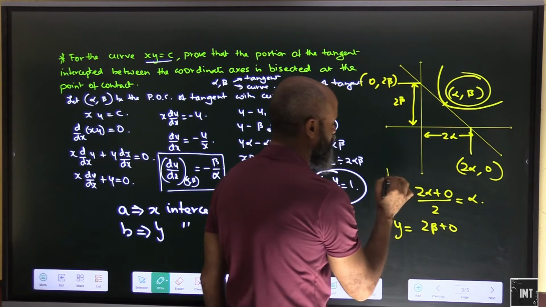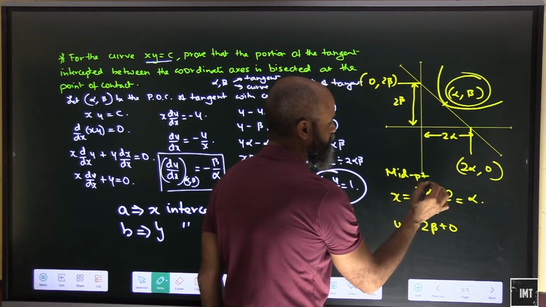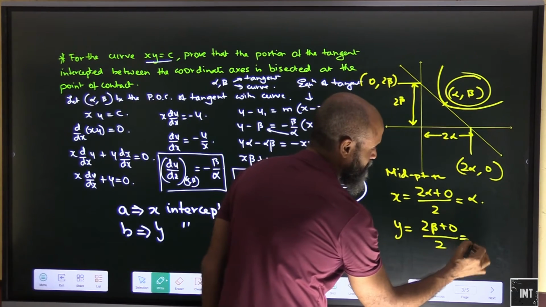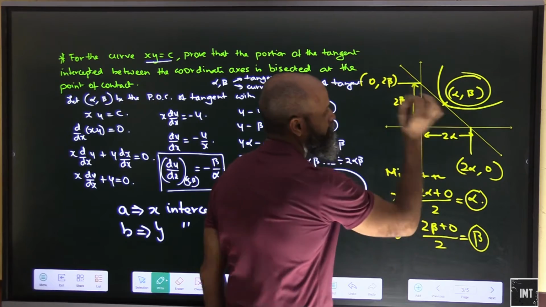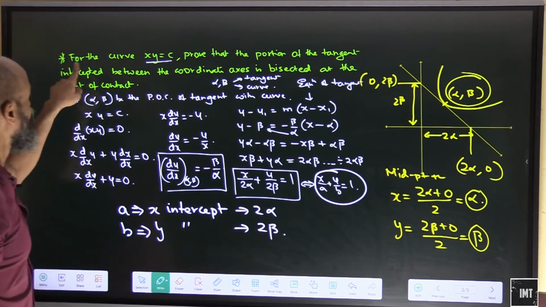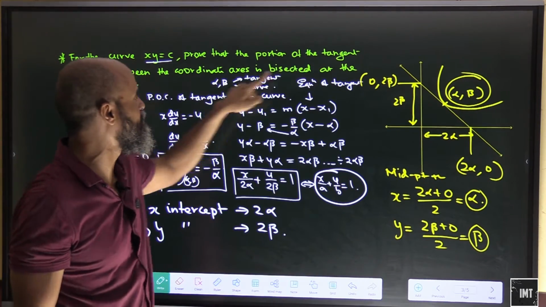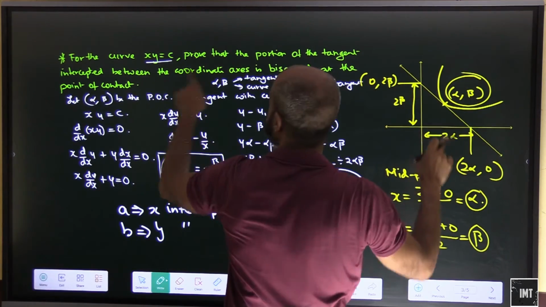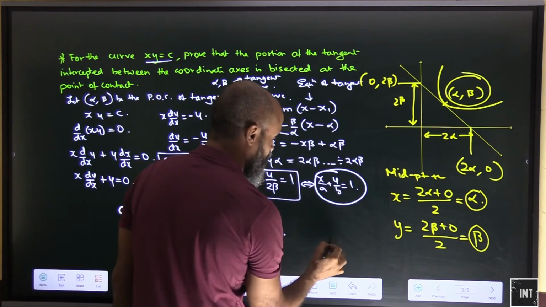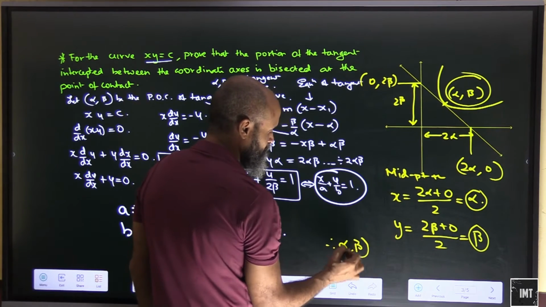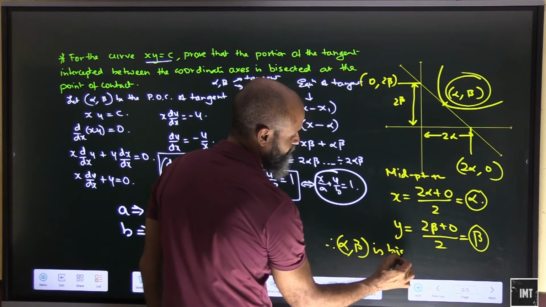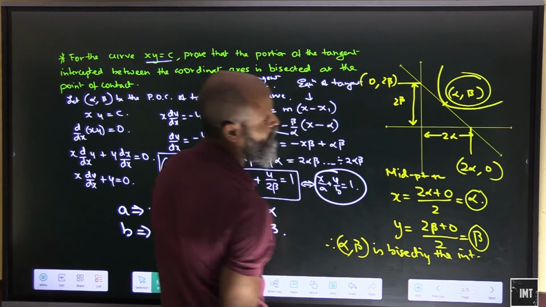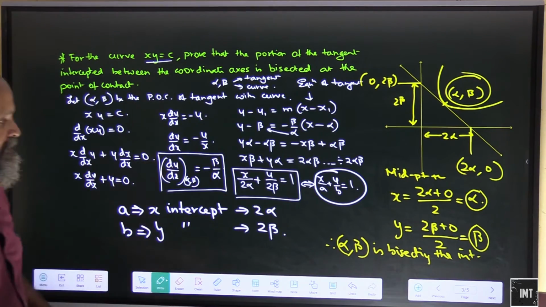And y is equal to 2 beta plus 0 upon 2, that is beta. This is basically the midpoint theorem. It is but obvious that it is the midpoint, but still, if we need to prove it by maths, alpha beta is the bisecting point. So that's what it said: for the curve xy is equal to c, the tangent intercepted between the coordinate axes is bisected at the point of contact. Therefore alpha beta is bisecting the intercept between the coordinate axes. Okay, that is what is proved here.